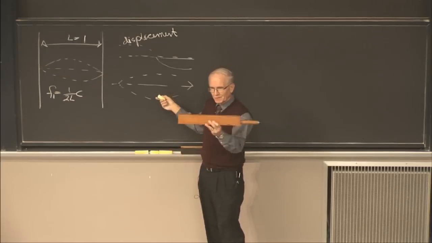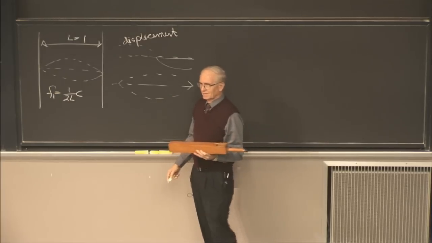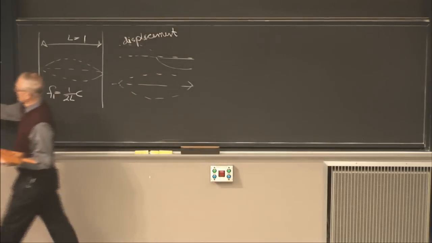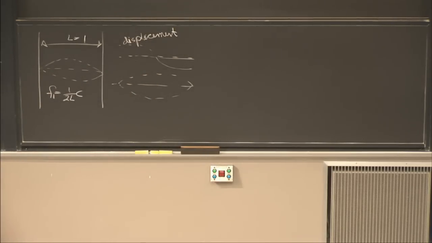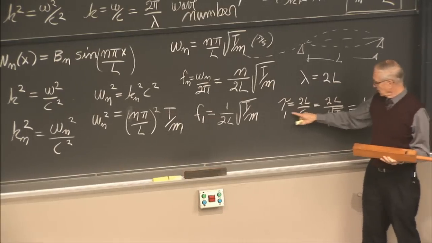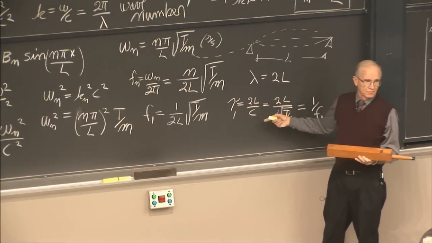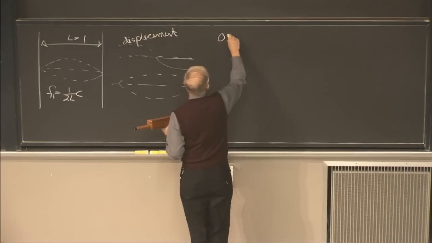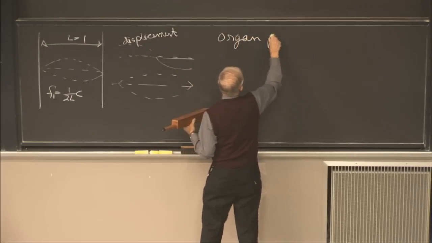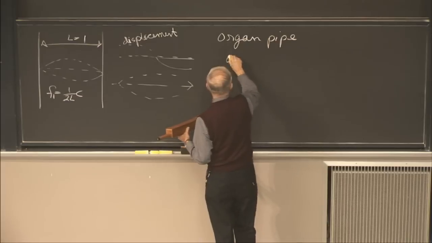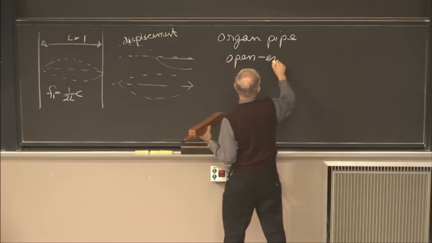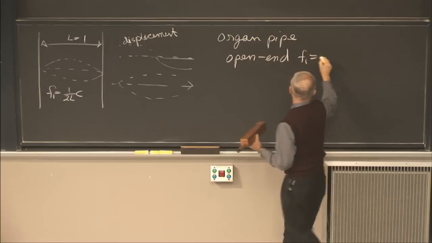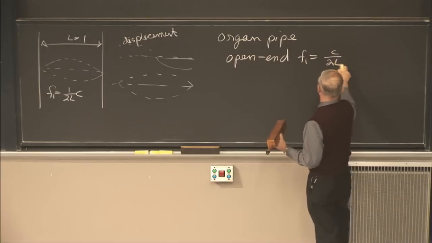What do you think the first natural frequency of this organ pipe is? Well, the period would be 2L over C. The frequency would be C over 2L, okay? So the frequency for the organ pipe open end F1 is C over 2L.